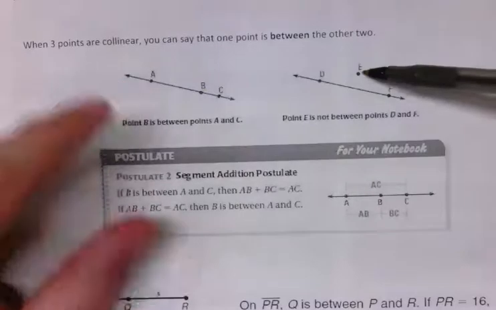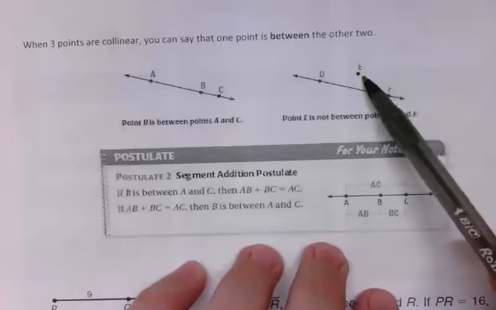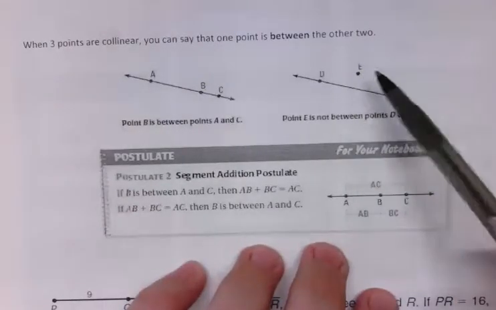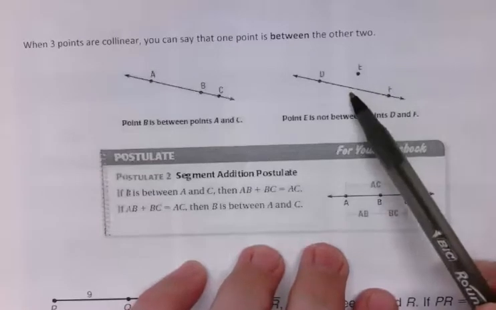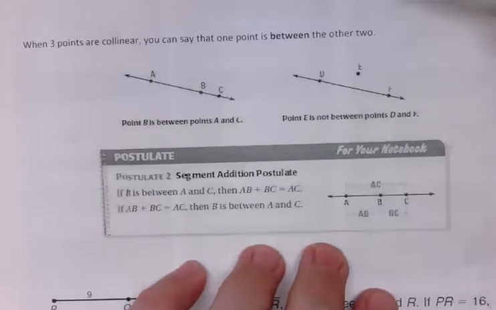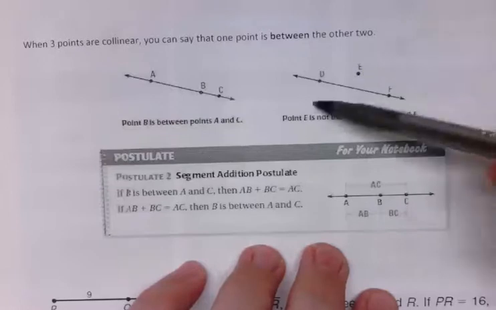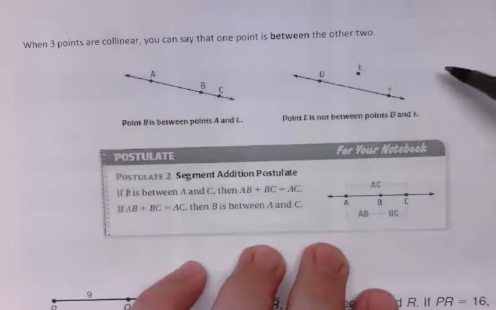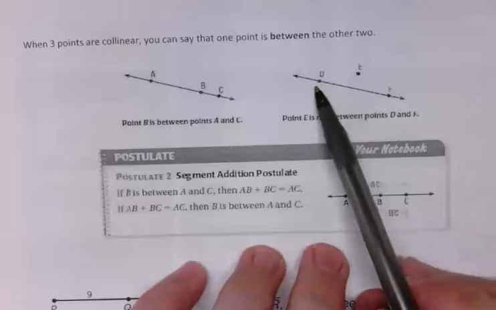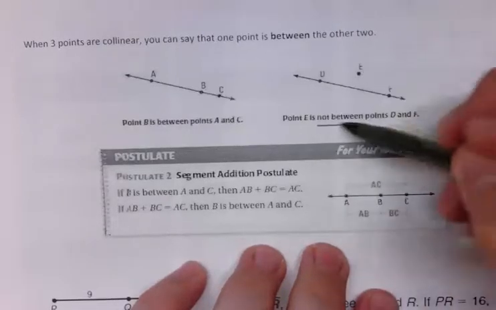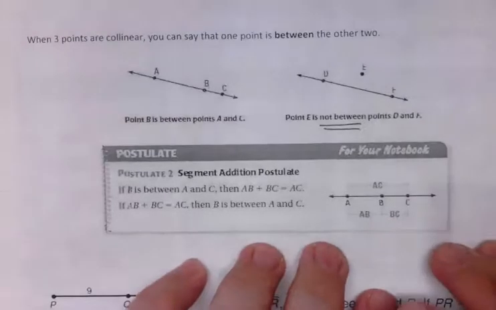How about over here? E technically is not between D and F because it's not actually on the line. It has to be collinear in order for it to be between. So while I understand you might be thinking in your heads, well, if I just extend D here and extend F here, well, then E is in between. But how do you extend a point, right? A point is just that single dot. So this one you cannot use the segment addition postulate, but this one you can.